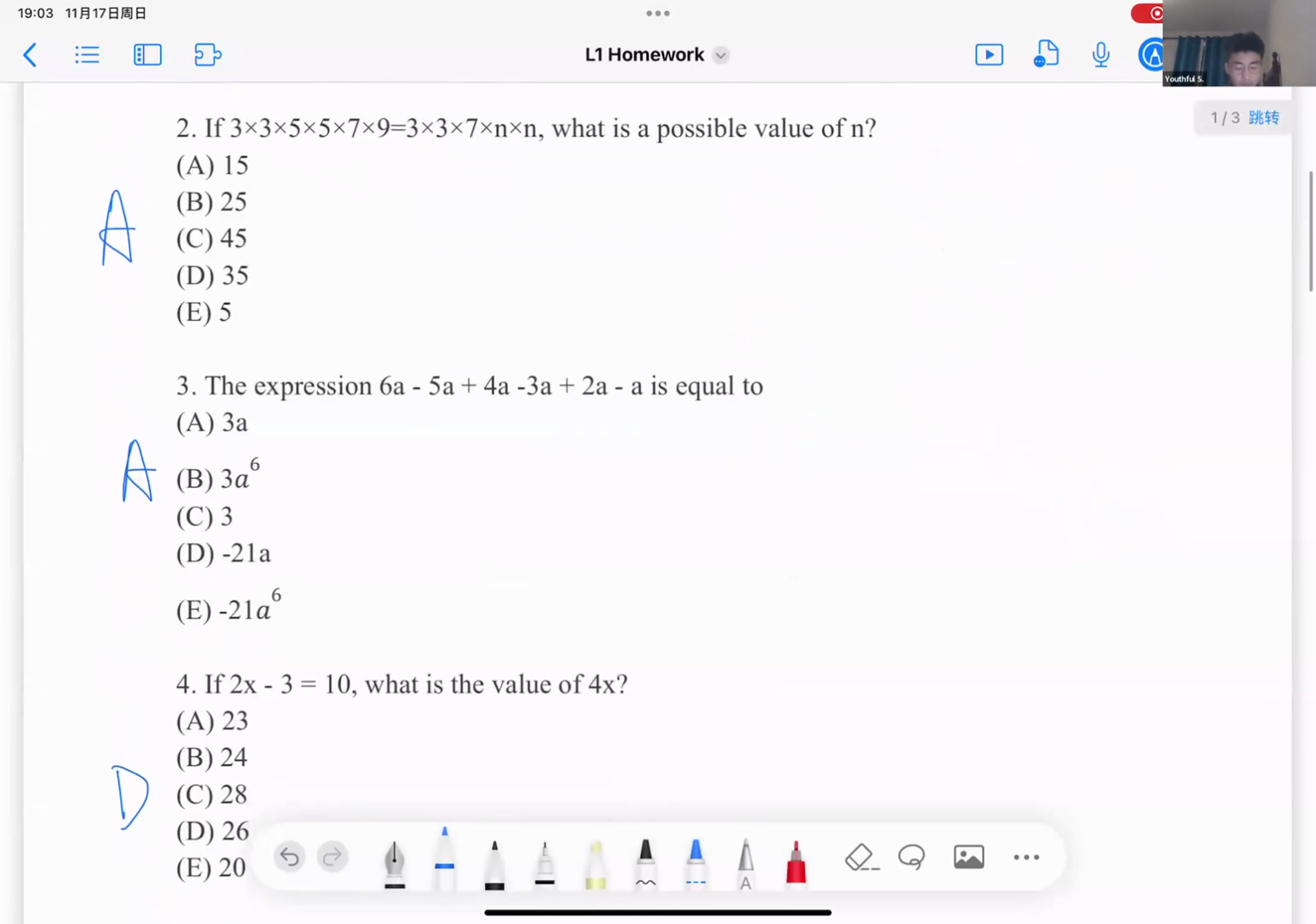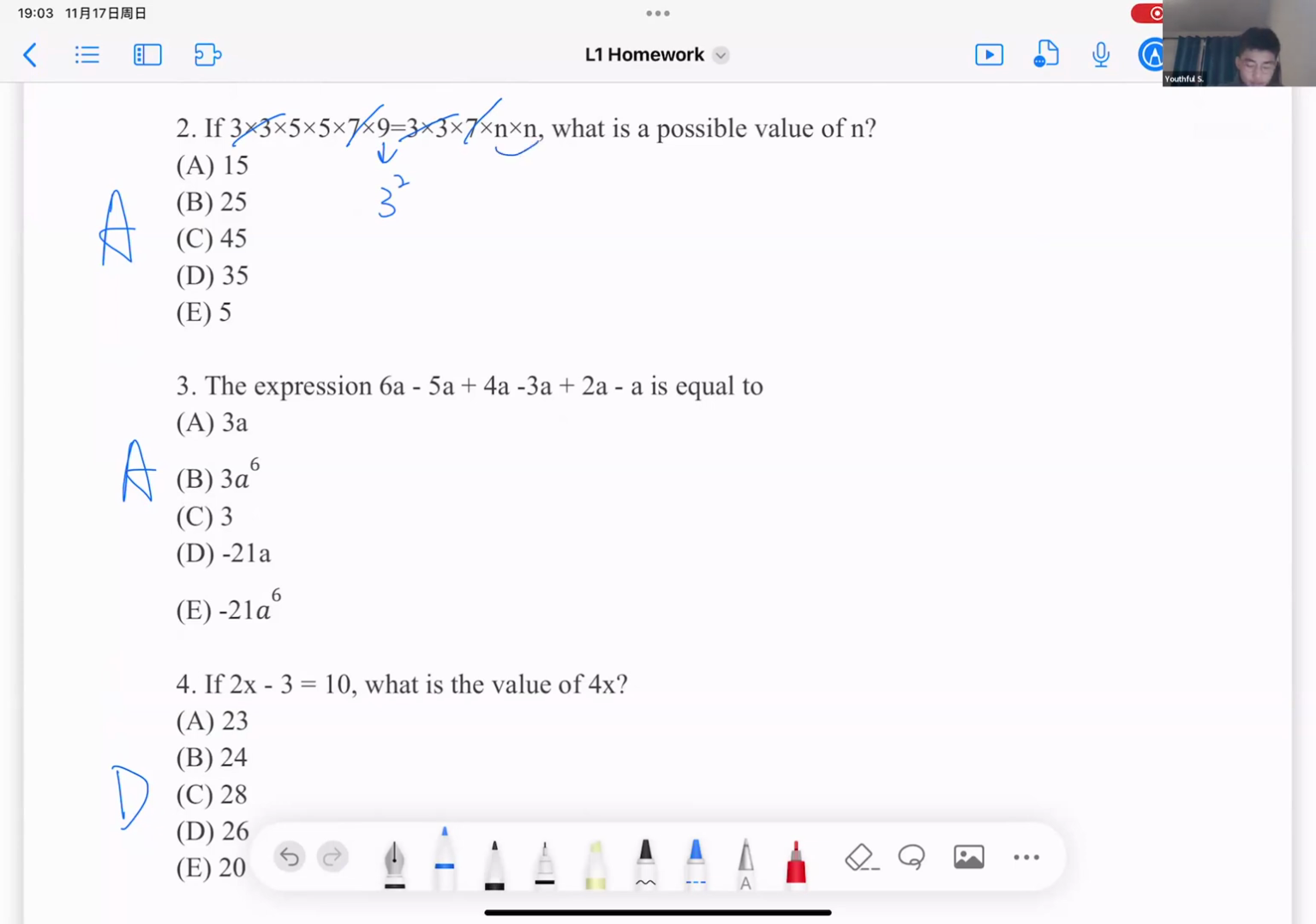And the second one: if 3 times 3 times 5 times 5 times 7 times 9 equals 3 times 3 times 7 times n times n, what is the possible value of n? You see these two threes cancel out, and the 7 can cancel out as well. You've got two 5s, and 9 can be converted into the square of 3.